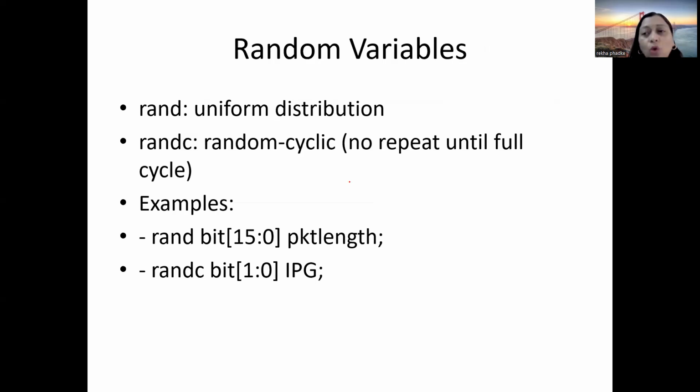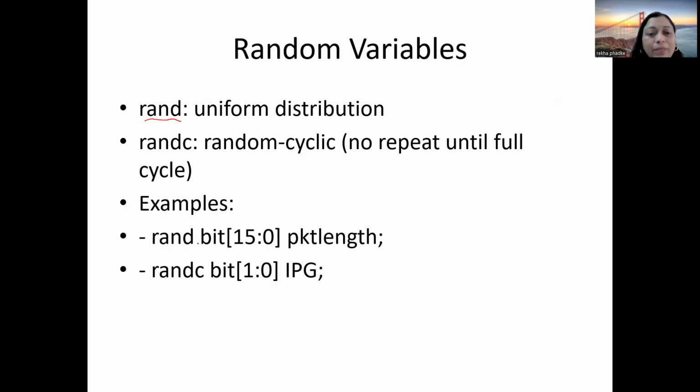Whenever you want to declare any variable in SystemVerilog as a random variable, there are two ways in which you can do it. One is using rand, which is used for uniform distribution. We also have one more declaration which you can do using randc for your variables. randc, C stands for cyclic here. So it's random cyclic, which means it doesn't repeat the sequence until the full cycle completes.